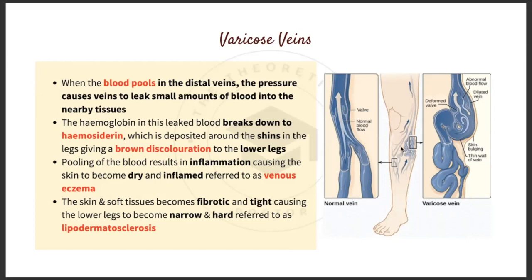Inflammation will then cause the skin to become dry and inflamed, and this will be referred to as venous eczema. The skin and soft tissues will then become fibrotic and tight, causing the lower legs to become narrow and hard, referred to as lipodermatosclerosis, an inverted champagne bottle of the legs. So when you conduct a physical examination on the patient, apart from asking the history and noting the presence of varicose veins, it's important to take note: are there any brown discoloration? How about venous eczema, is it present? And also the presence of lipodermatosclerosis.